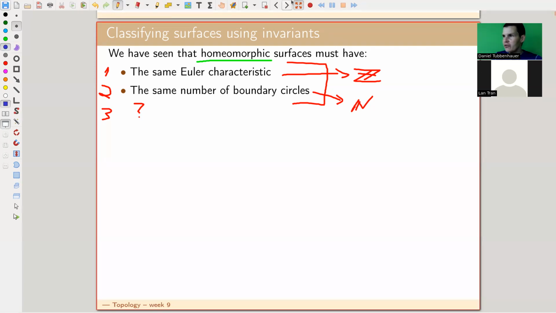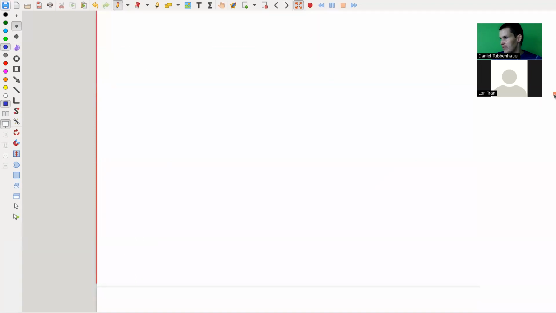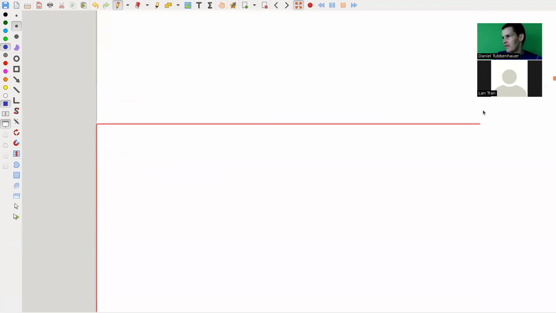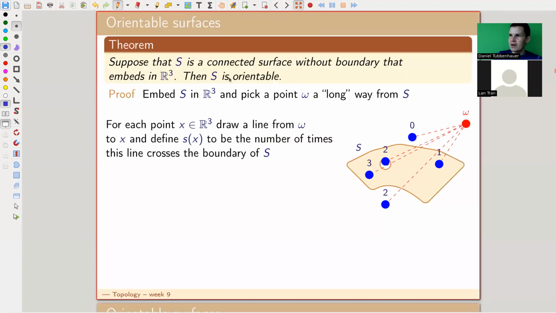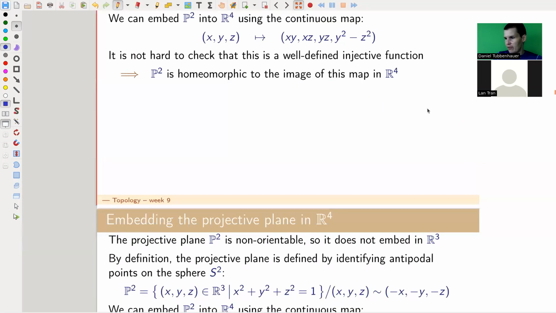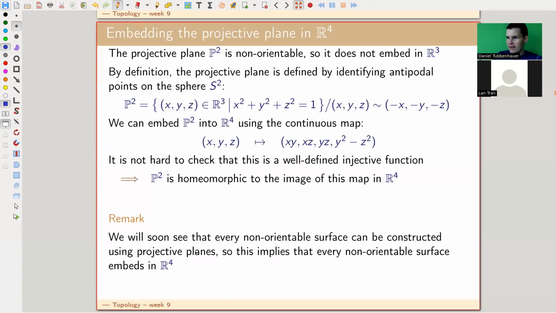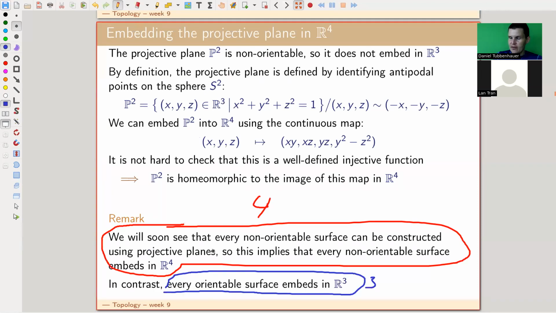And I showed you during this lecture, maybe around here, I showed you this theorem that orientable surfaces live in 3 space, and kind of in the opposite, we will have seen that non-orientable surfaces actually need one more coordinate. And we are going to explore that further in the next video.